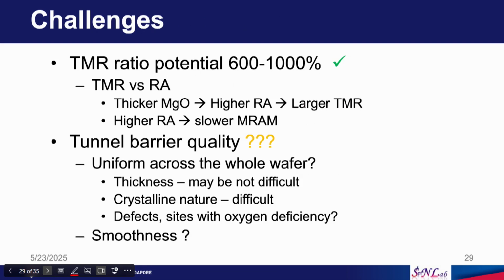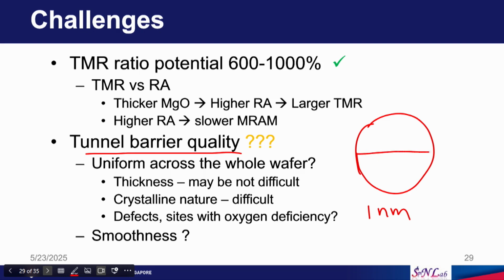So, what are the challenges for industry? One challenge is the tunnel barrier quality. We are depositing 1 nanometer of magnesium over a wafer that has a diameter of 30 centimeter. Imagine you need to deposit 1 nanometer MgO. Throughout this 30 centimeter, your magnesium oxide thickness has to be uniform.